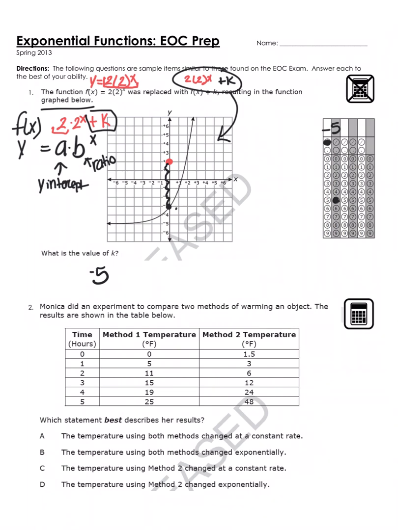Okay, so let's go ahead and take a look at number 2. Monica did an experiment to compare two methods of warming an object. The results are shown below. Method 1 is in that very first column, method 2 is in the second. So let's go ahead and look at method 1. With method 1, we are increasing, I believe. Let's figure this part out.